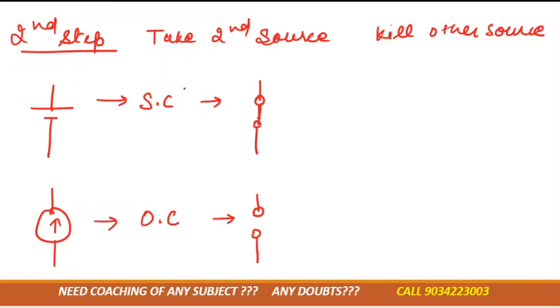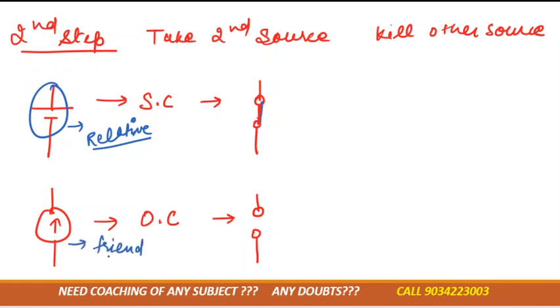So how can you remember this? Just imagine this voltage source is your relative, a relative which you don't like, and when you see that your relative is coming to your home, you shut the door, means you close the door. And this current source is just like your friend. Whenever you see that your friend is coming, what will you do? Open the door or shut the door?